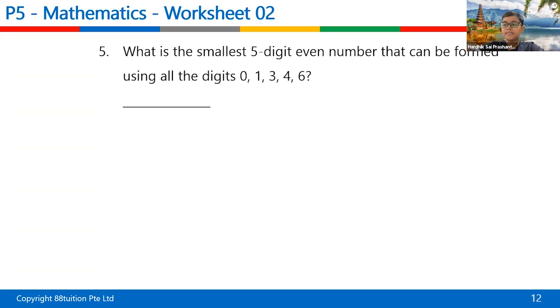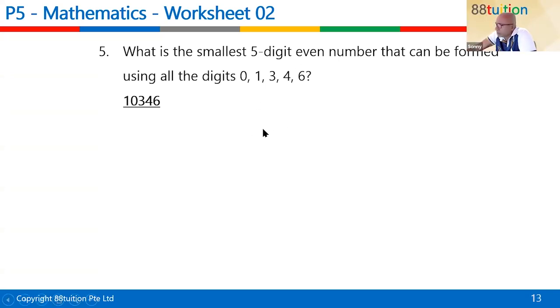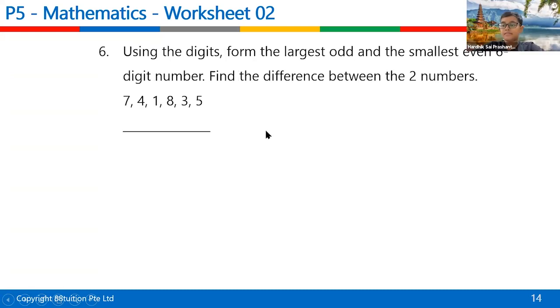10346. Wow, not bad. You're spot on. Easy, right? Yeah. How about this? The largest odd and the smallest even.